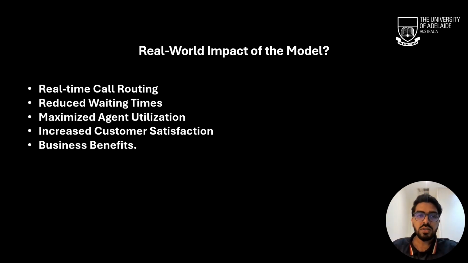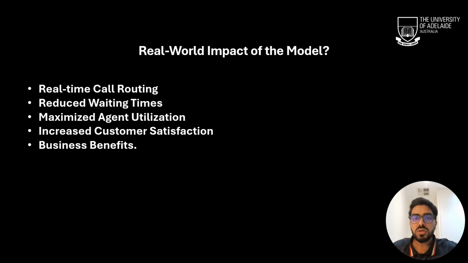While the Markov decision process (MDP) modeling demonstrated great results in optimizing call center operations, its true value lies in its real-world application. By dynamically adjusting call routing based on real-time data, we can effectively reduce waiting times and maximize agent utilization, which leads to significant improvement in customer satisfaction.